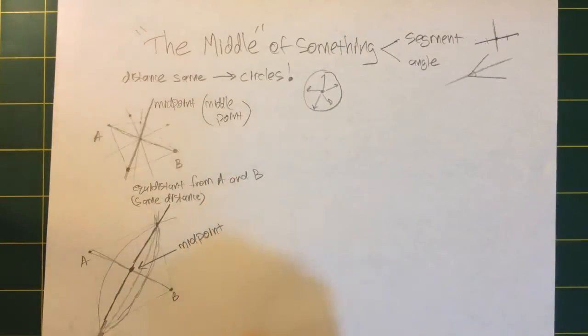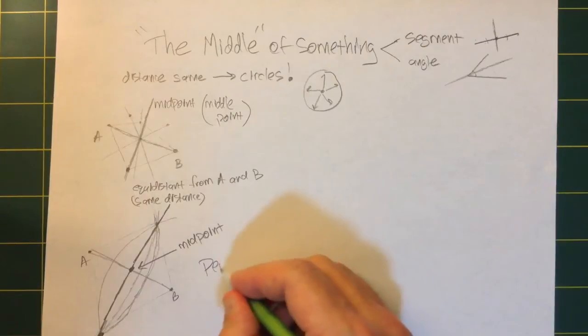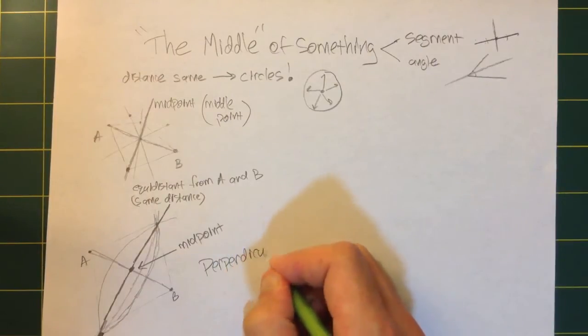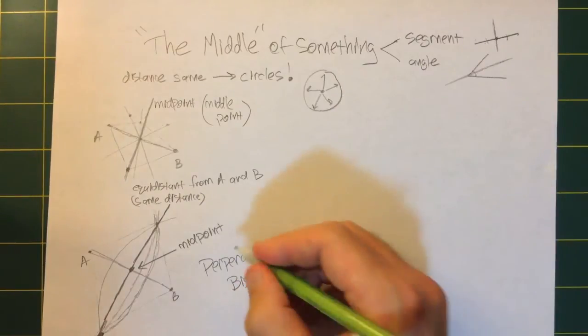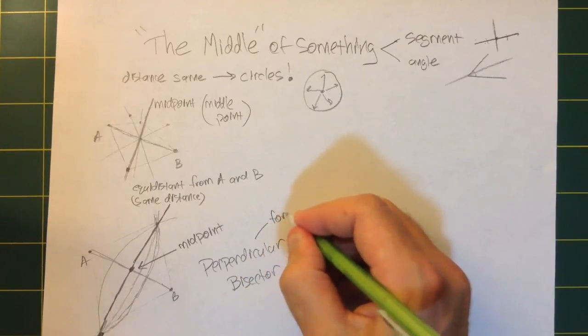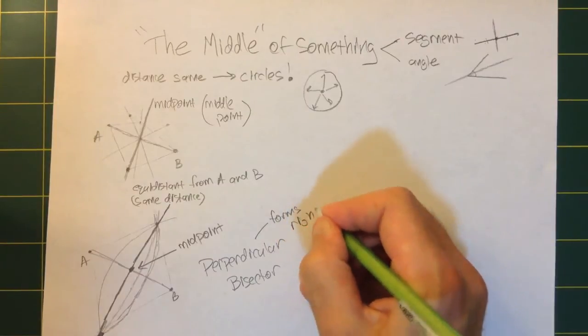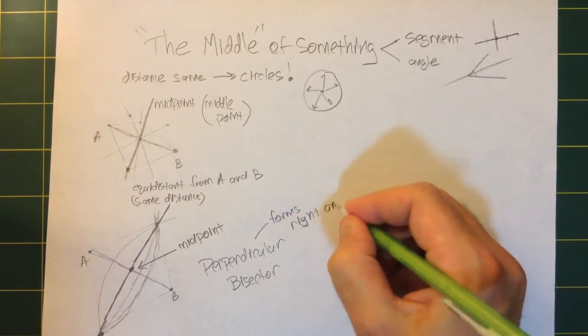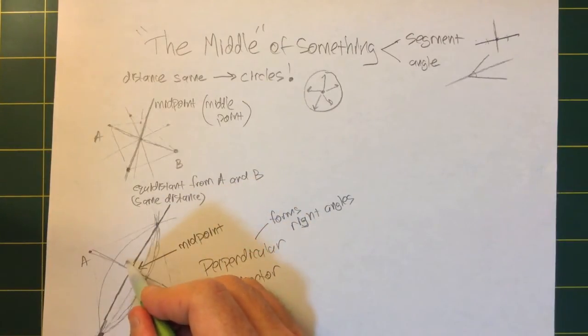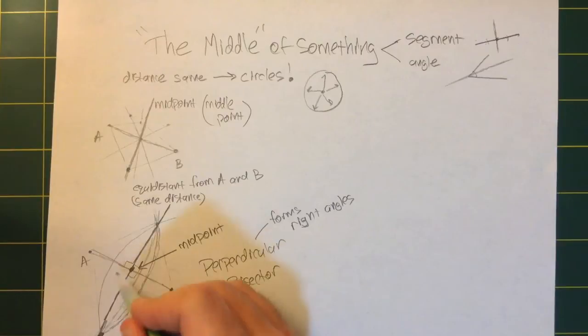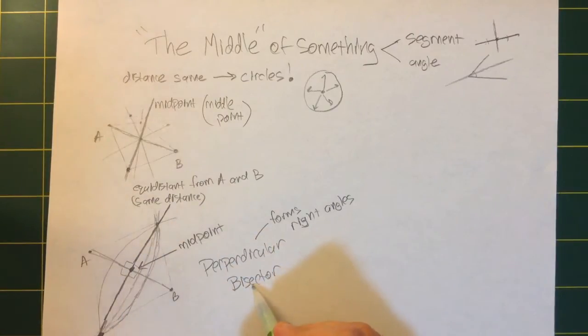And not only that, but in doing this construction, I ended up doing this other construction, which is something called a perpendicular bisector. So perpendicular forms right angles. So when these two segments cross each other, they form right angles. There's a right angle there, there's a right angle there, there's a right angle there, there's a right angle there. And it's a bisector, which means it cuts AB in half.